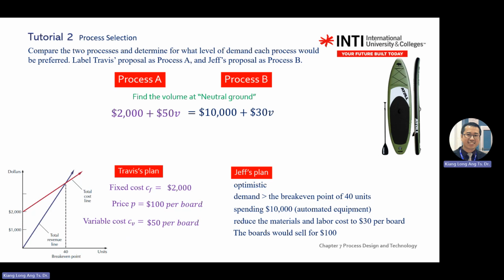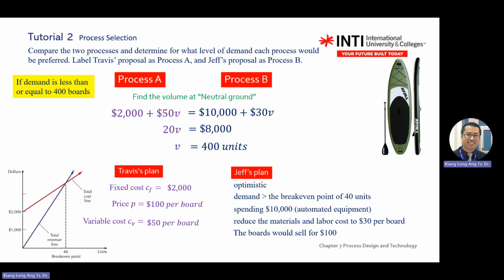Then you solve one linear equation. Your V will be 400 units. When it reaches 400 units, both cases reach the same total cost. So if you understand this formula, you can make the decision. If the demand is less than or equal to 400 bots, you choose process A.